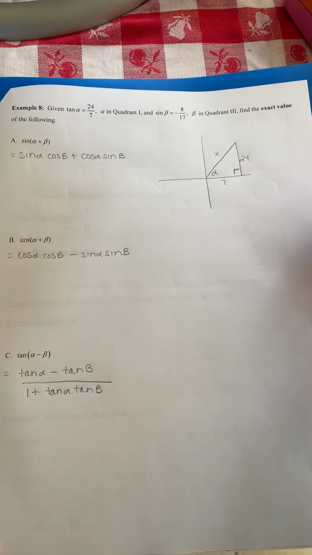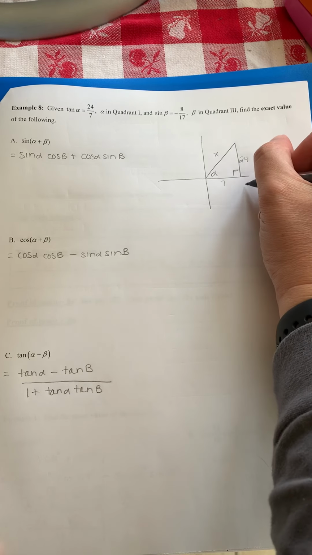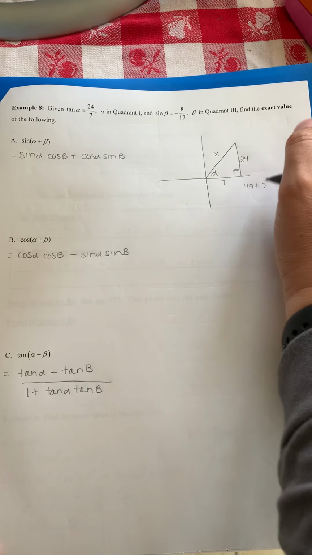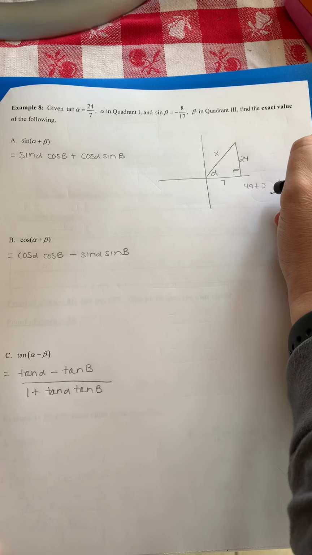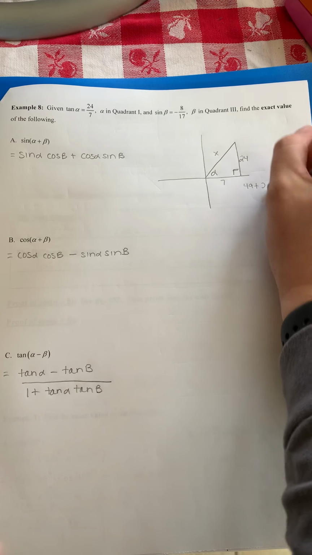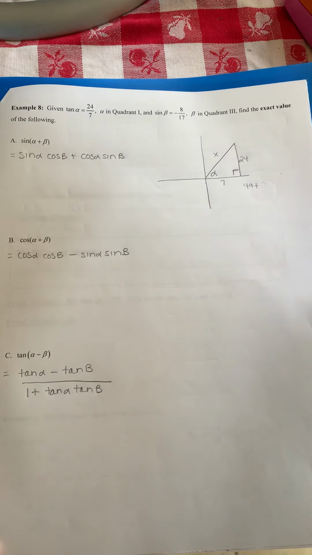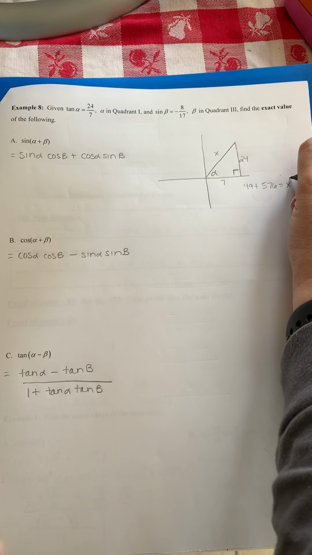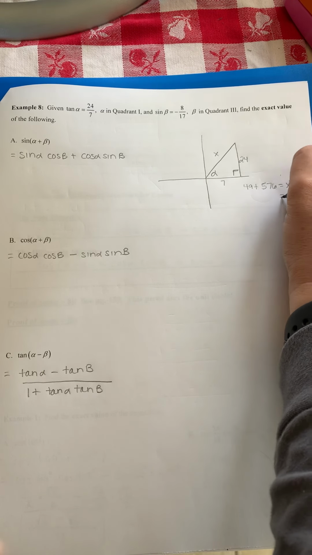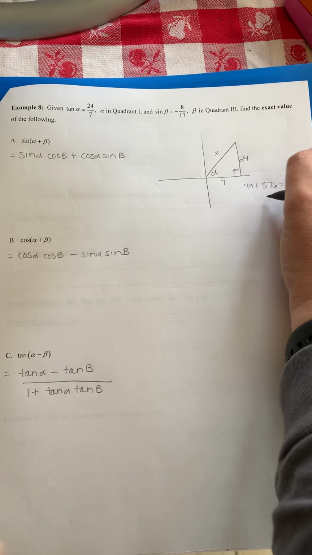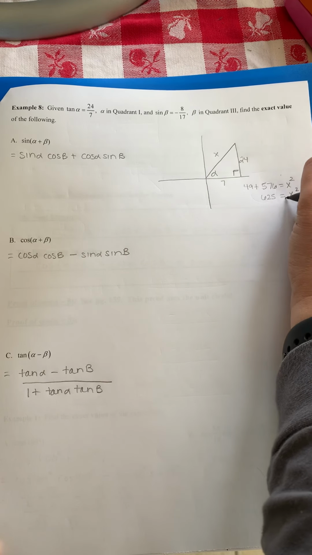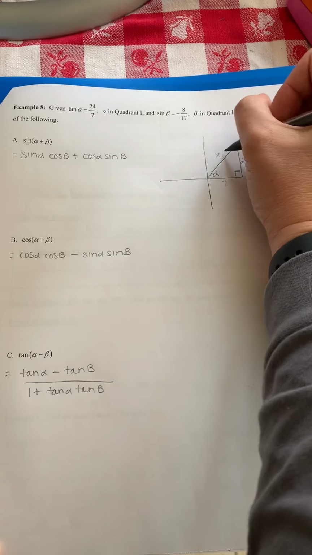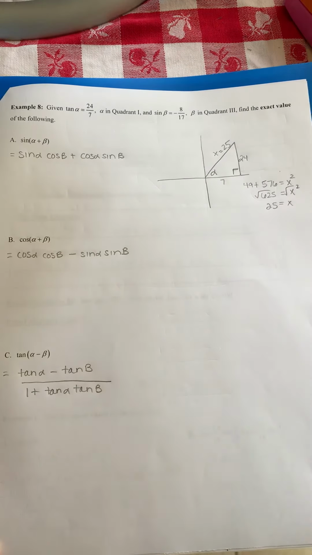All right, so doing that, I'm going to have 7 squared or 49 plus 24 squared, which ends up being 576 is equal to x squared. So adding those together, we end up getting 625. And when we take the square root, we get that x is 25. So we've got that filled in.